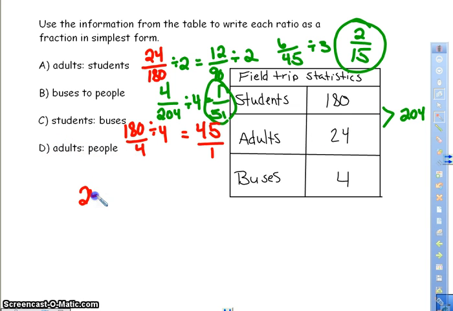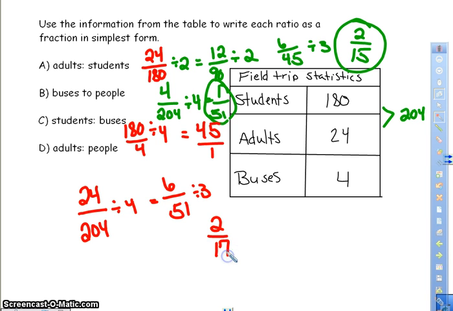So 24 adults, and adults are people, so the total number of people we said were 204. I'm going to divide by 4. Okay, and I get 6 over 51. Okay, and I'm going to divide by 3 again, and you get 2 over 17. So there are 2 adults for every 17 people. Okay, so these are our answers.